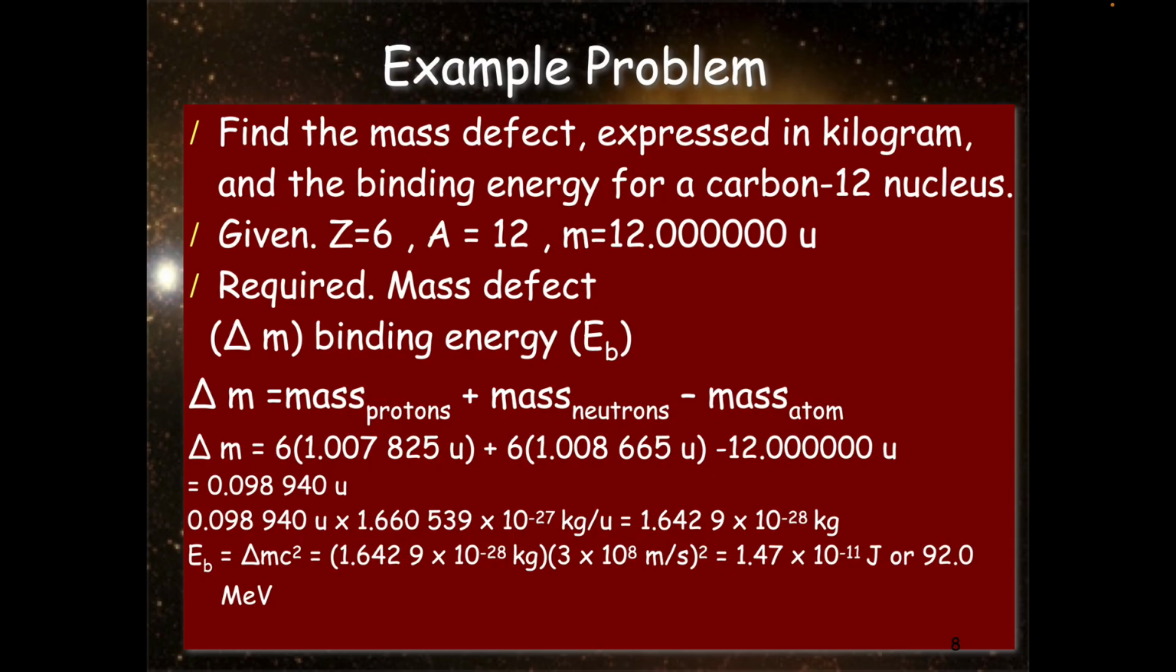And now let's have a look at an example problem. Find the mass defect expressed in kilograms and the binding energy for a carbon-12 nucleus. What we know from carbon-12 is that the atomic number is 6 and the atomic mass is 12. We're looking for the mass defect.